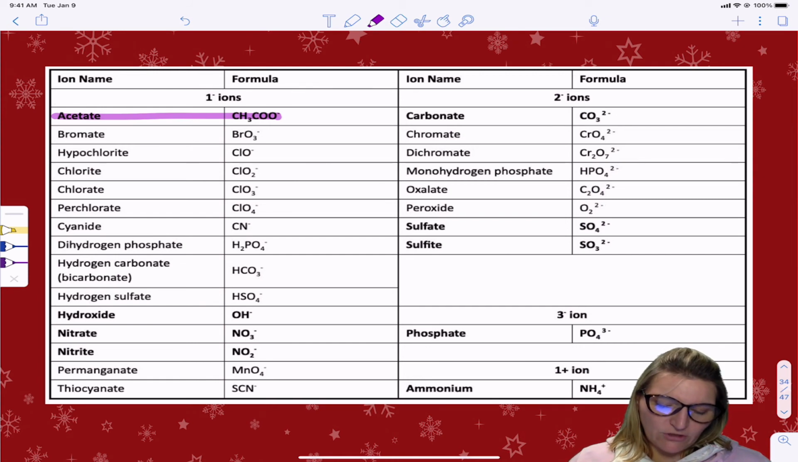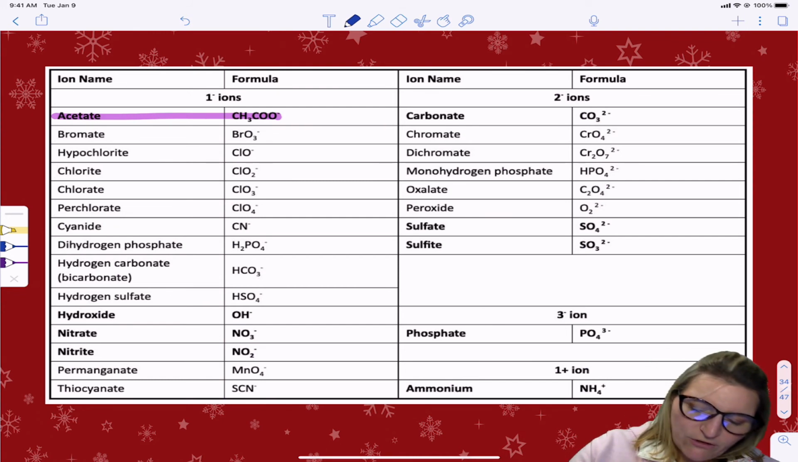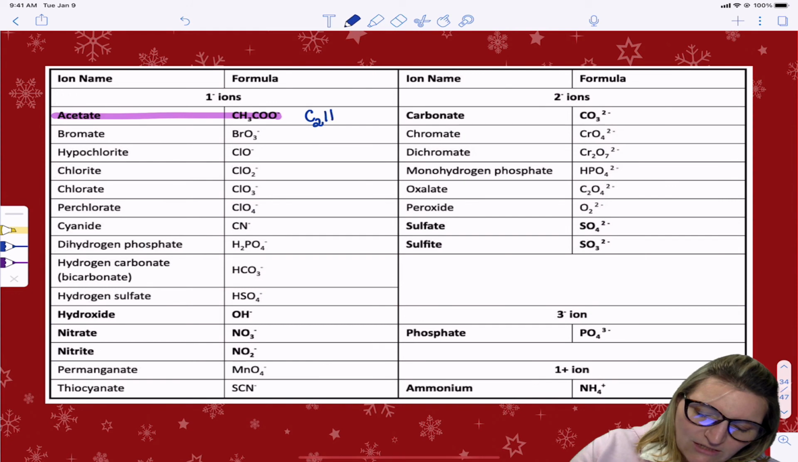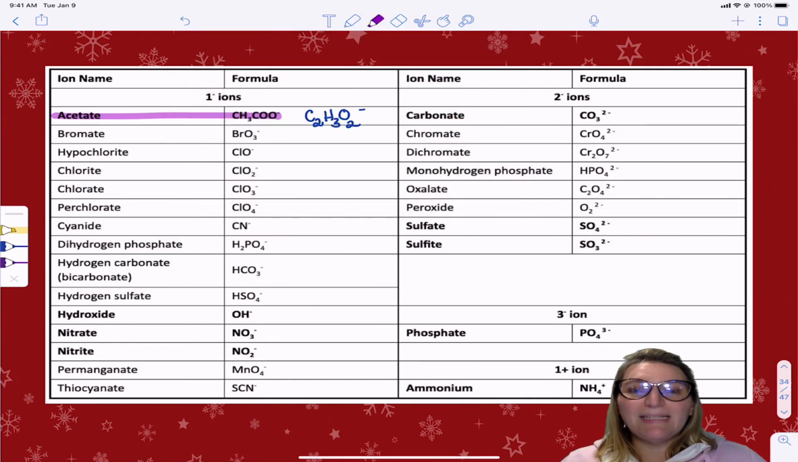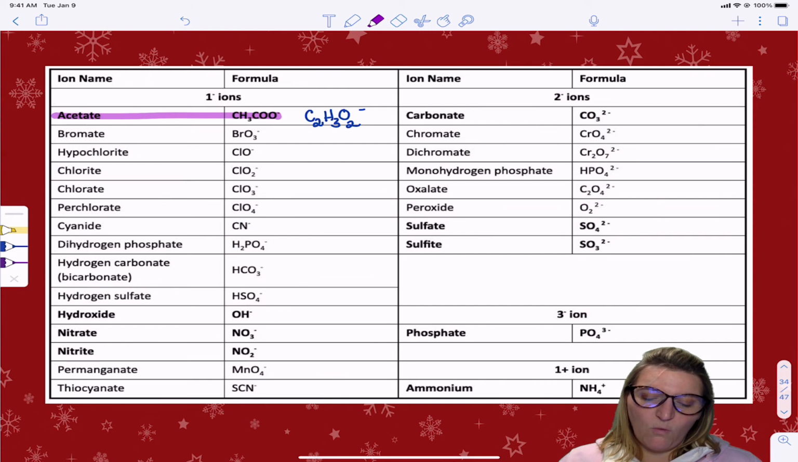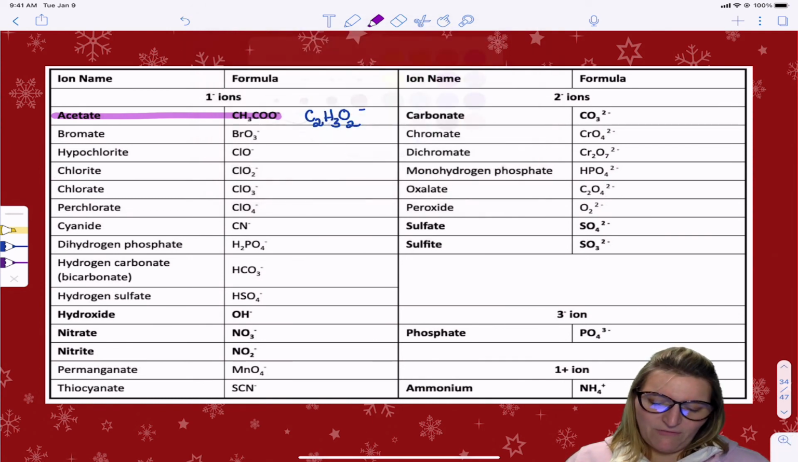So let's go through the ones that are most important. The first one is acetate. Acetate is related to acetic acid, if you've ever heard that. CH3COO with a negative charge. Now, you can also think of that as C2H3O2, but we write it out the way that I did earlier because that is going to give us some information about how the bonding is. It doesn't seem all that important right now. It will in a few chapters.